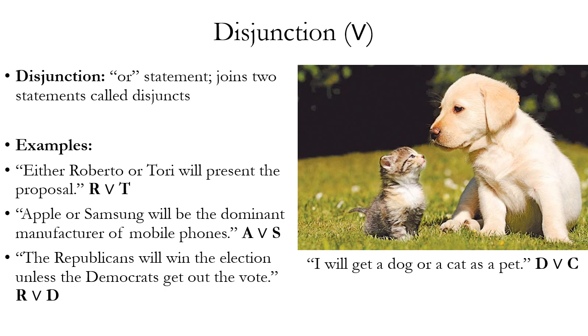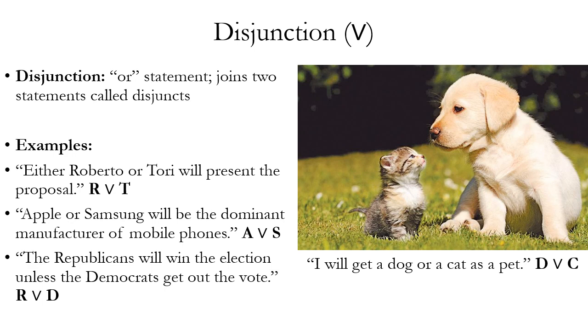But it's good to be on the lookout for those things because you'll have to be aware when you're translating that the letter R does not only stand for the word Roberto. R stands for the whole statement, Roberto will present the proposal, because each of our capital letters has to stand for a complete statement, something that can be true or false. A second example, Apple or Samsung will be the dominant manufacturer of mobile phones. So similar issue as to the first example, the first disjunct is abbreviated as Apple. A more complete way of saying this would be Apple will be the dominant manufacturer of mobile phones, or Samsung will be the dominant manufacturer of mobile phones.